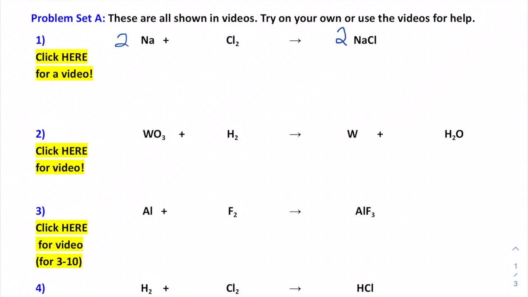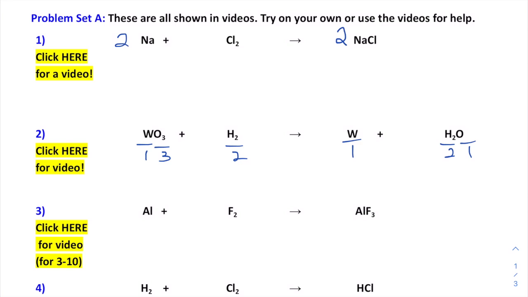Let's try this one. First thing, underline and count. Here I see capital W, that's 1, and capital O with a 3, so that's 3. Capital H with the 2, that's 2. And on the other side of the arrow, capital W, 1, capital H 2, capital O 1. So I start on the left usually, and I see 1 W, look at the other side, 1 W. So for now, that's good.